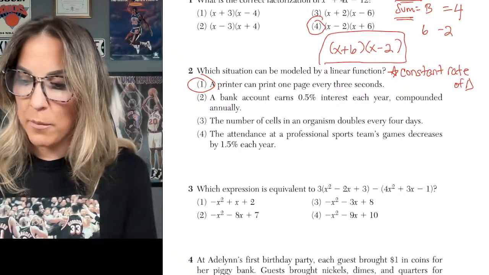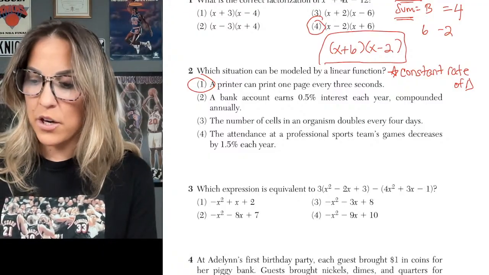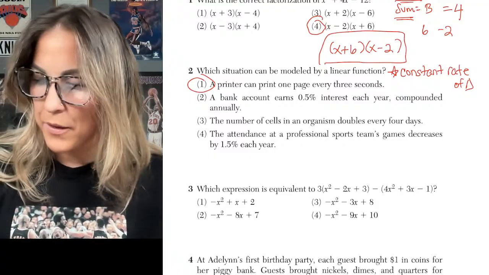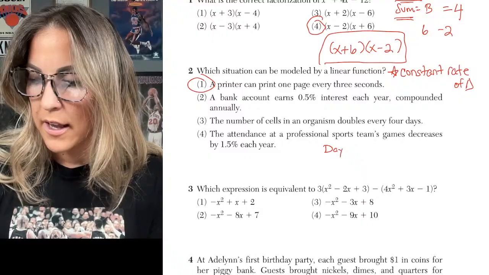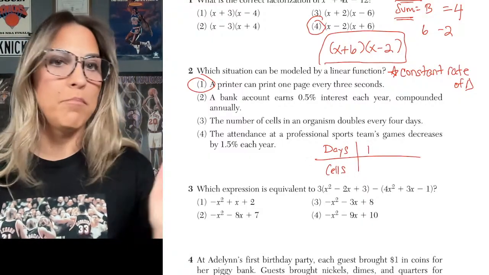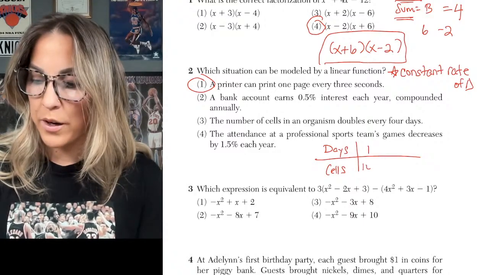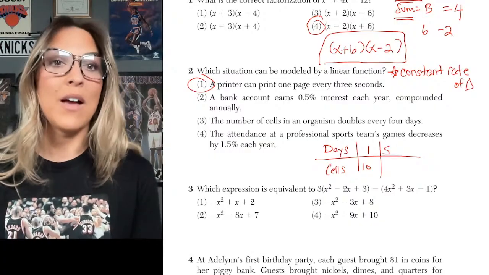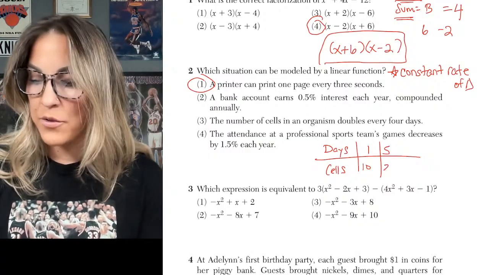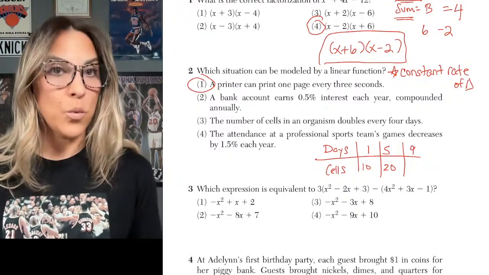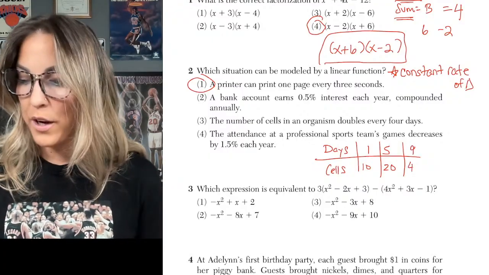Something similar happens with number 3. It says the number of cells in an organism doubles every 4 days. So if we think about this, let's do days and cells. So let's think about what happens on day 1. Let's say day 1, there are 10 cells in this organism. Every 4 days, meaning that on the 5th day, it will have doubled. So if it was 10, now there's going to be 20 cells. Let's do another 4 days. So on the 9th day, that 20 is going to double and it's going to become 40.